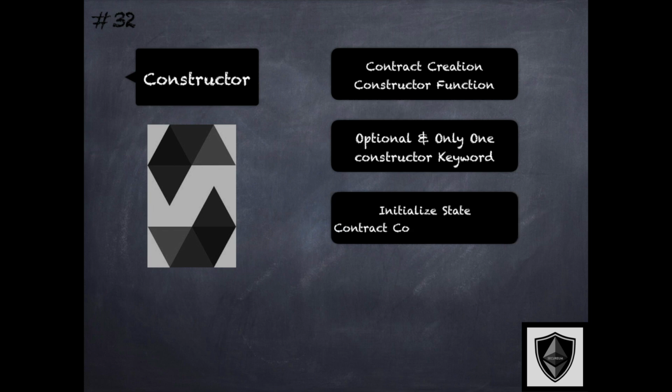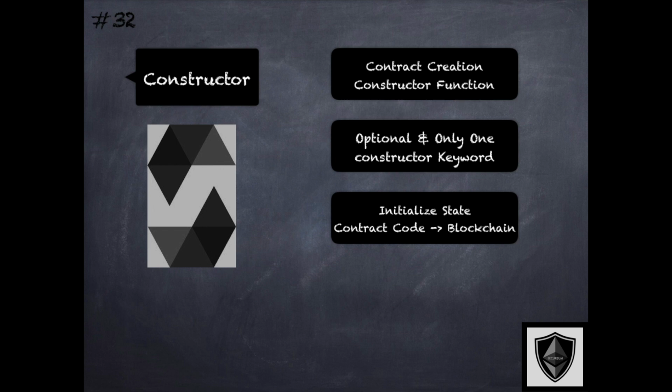So constructors are used to initialize the state of a contract when they are created and deployed on the blockchain. They're triggered when a contract is created and run only once. And once the constructor has finished executing, the final code of the contract is stored on the blockchain. And this deployed code does not include the constructor code that just finished executing or any of the internal functions that are called from within the constructor.